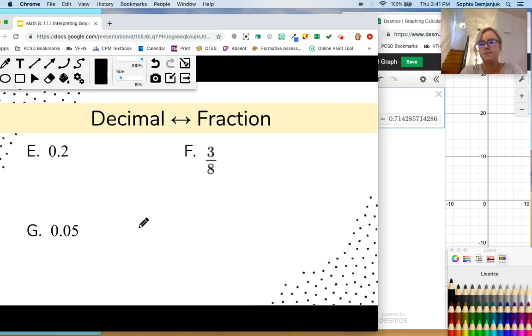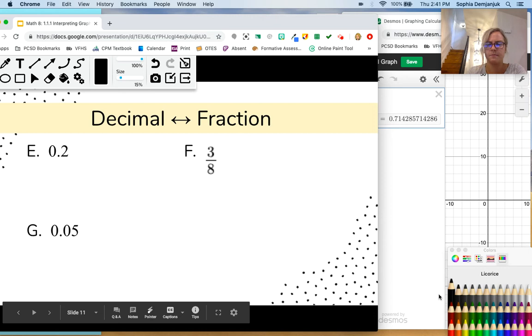Now we have to do decimal and fraction and converting between the two. I gave 2 examples of decimal to fraction on this slide because I think it is a little bit trickier. It has a couple steps.